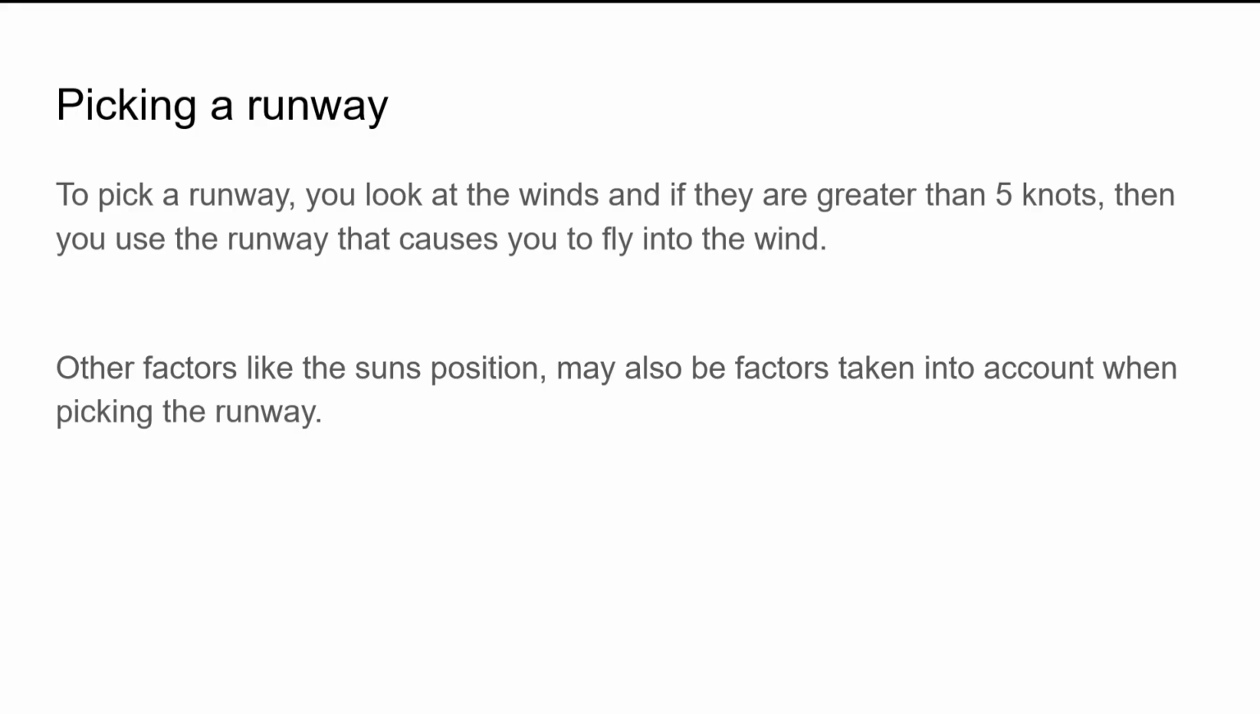Let's start off with picking a runway. When we pick a runway, we look at the wind in real life. We want to always fly into the wind, so if the wind is greater than 5 knots, then we will always pick the runway that causes you to fly into the wind. If the wind is any calmer, we will use either the preferred runway or something like the sun's position. If we're flying into the sun for landing, that is not ideal. We will usually take the opposite runway.